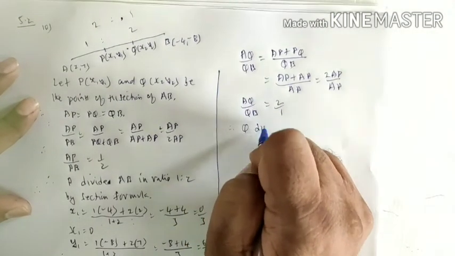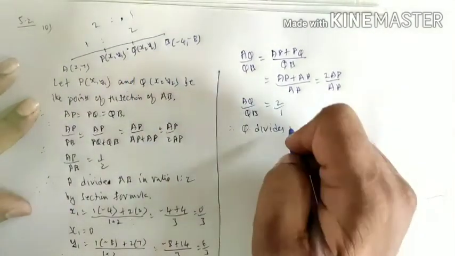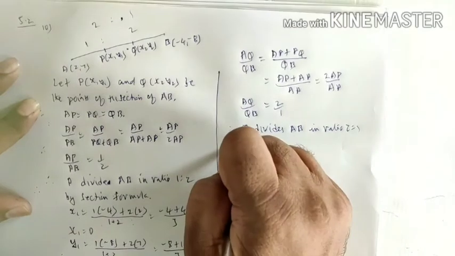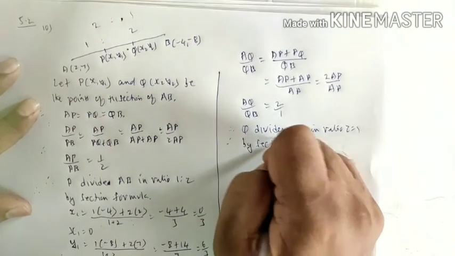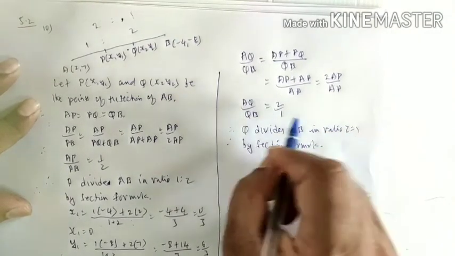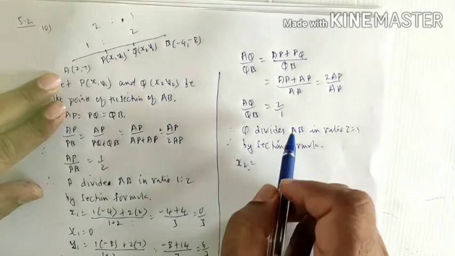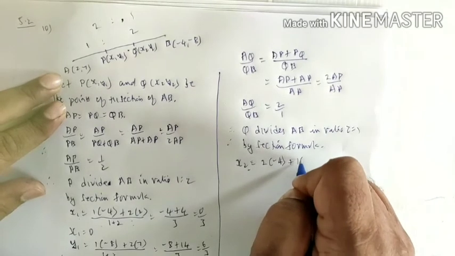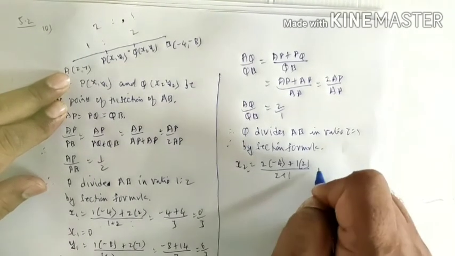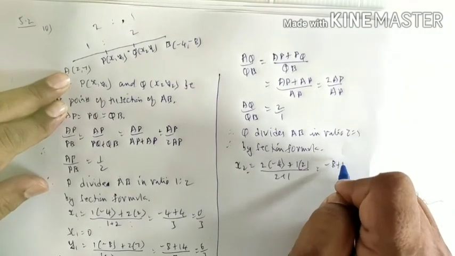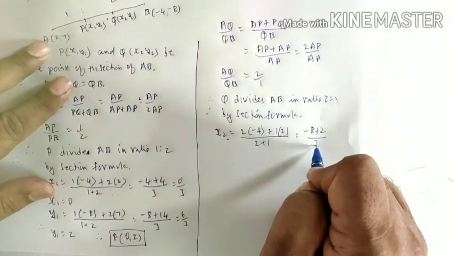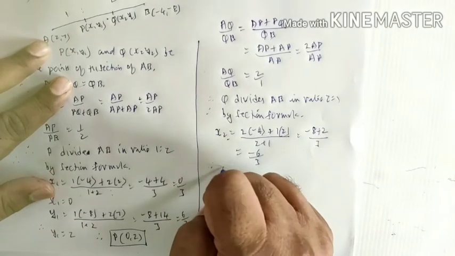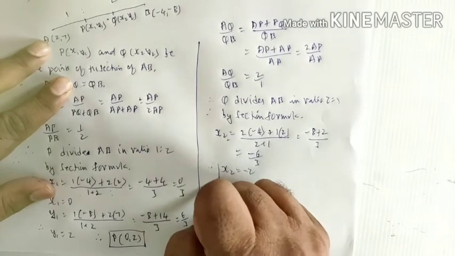Therefore Q divides AB in ratio 2:1. By section formula, we get x2 is equal to 2 into -4 plus 1 into 2 upon 2 plus 1, which is equal to -8 plus 2 upon 3, which is equal to -8 plus 2 is -6 upon 3. Therefore we get x2 is equal to -2.